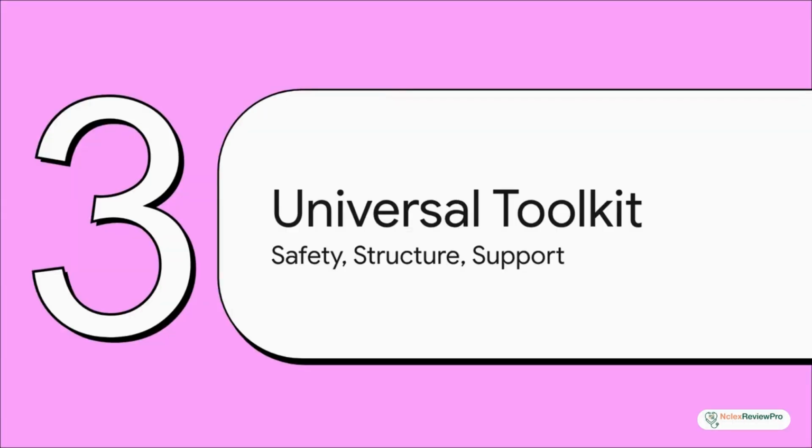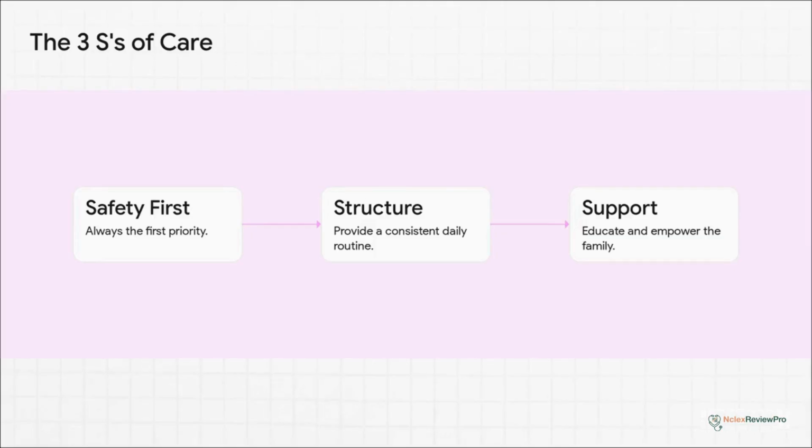Okay, so we've pulled these conditions apart. Now, how do we put together a nursing plan that actually works? Let's talk about a simple framework, a kind of universal toolkit that we can use for all of them. It really comes down to these 3 things. I call them the 3 S's: safety, structure, and support. Honestly, if you don't remember anything else, remember these 3 pillars. They will always guide you to the right intervention.